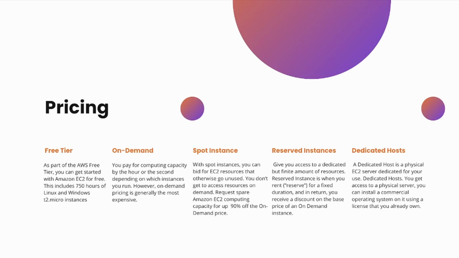Then there's spot instances, which you can bid for EC2 resources that are otherwise going unused. You don't get access to the resource on demand, but it gives you spare computing capacity. But it is also 90% off compared to the on-demand price. So if you want to save some money, spot instances is not too bad.